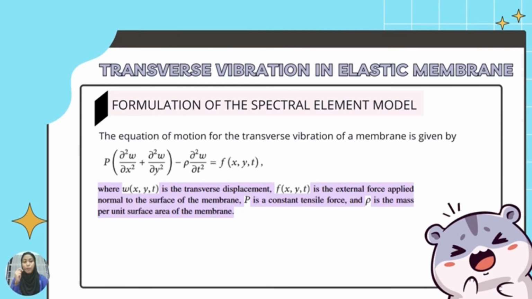The equation of motion for transverse vibration of a membrane is given by this. Why is it related to PDE? Because the formulation given has more than two variables, and it is also a second derivative equation of motion.